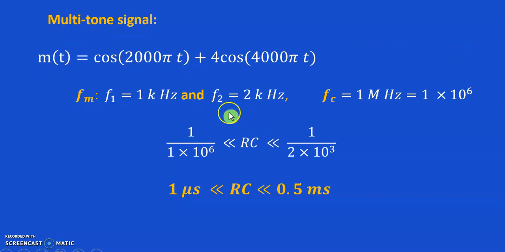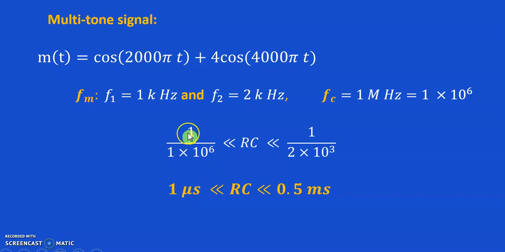So then we just replace these values here. This is Fc, because RC is much greater than 1 over Fc, and Fc is equal to 1 megahertz, 1 times 10 to the power 6, and much less than 1 over 2 times 10 to the power 3, because this is the maximum. This is bigger than the 1 kilohertz. That's why we use Fm is equal to 2 times 10 to the power 3. So replacing this will be 1 microsecond.